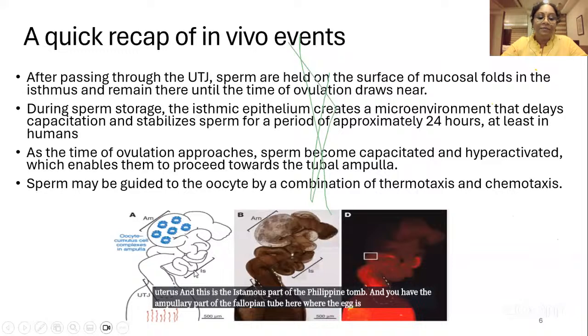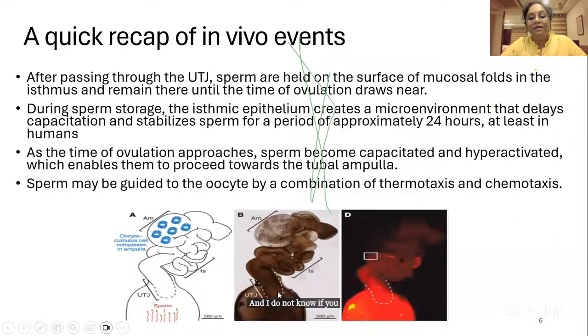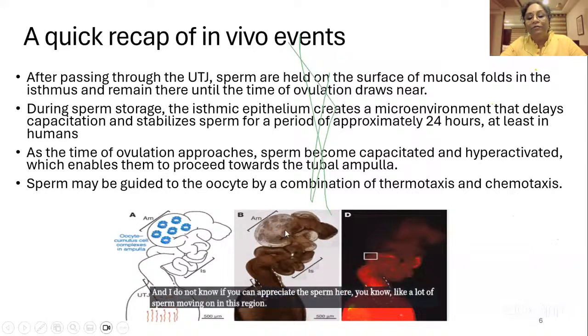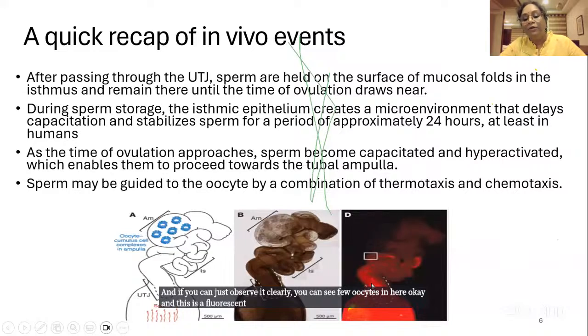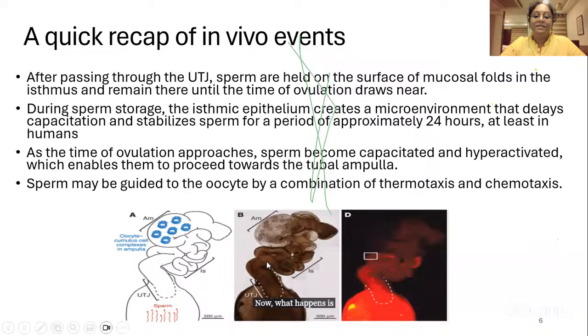Now, this picture is from a mouse. So you see multiple eggs in here. And I do not know if you can appreciate the sperm here, a lot of sperm moving in this region. If you observe clearly, you can see a few oocytes in here. And this is a fluorescent labeled picture where you can see sperm moving up through the uterotubal junction to the isthmus region.